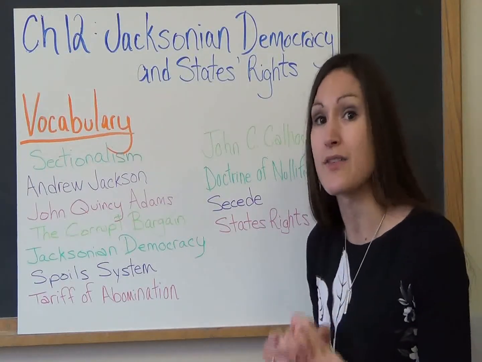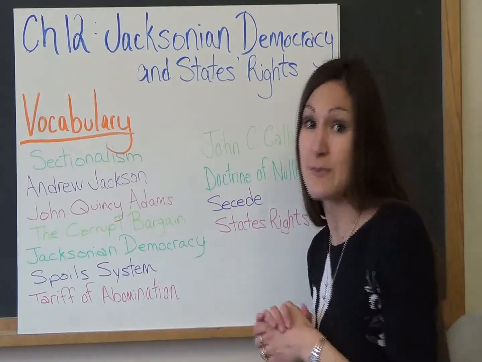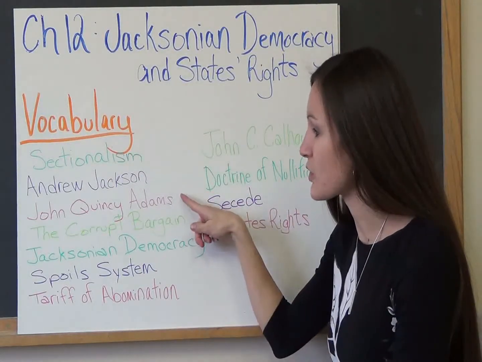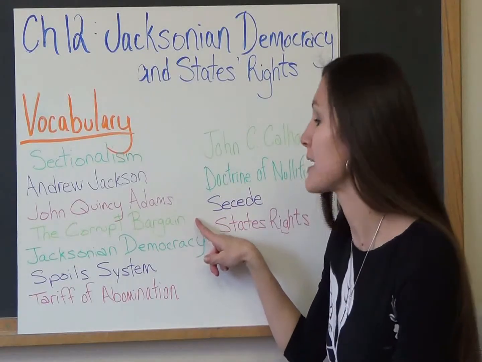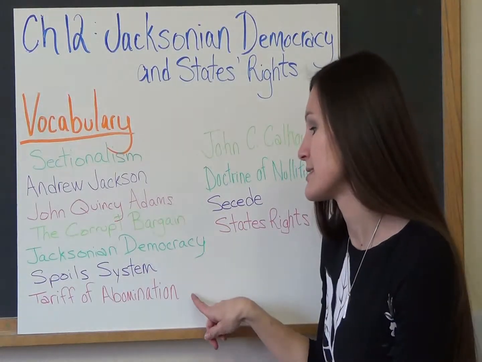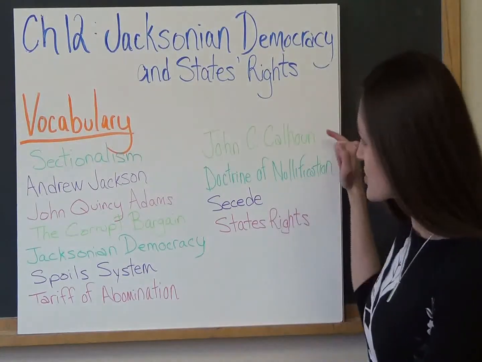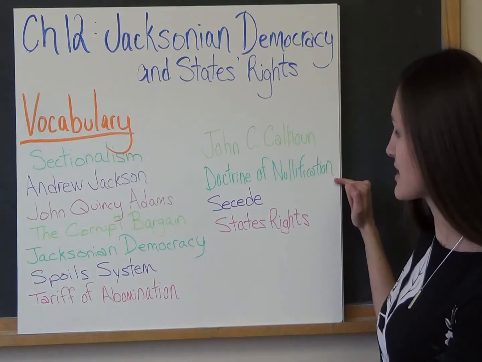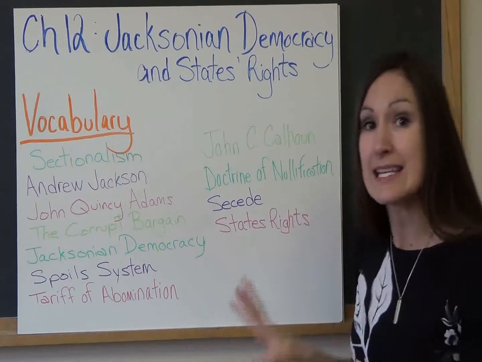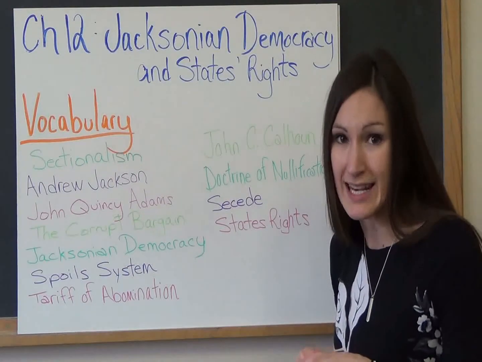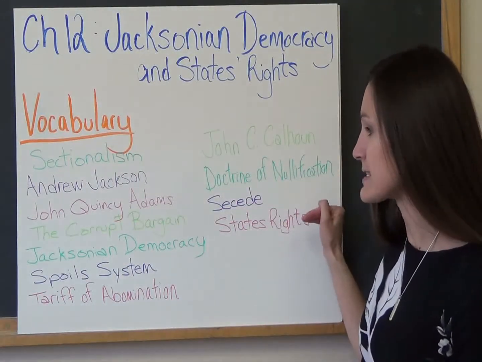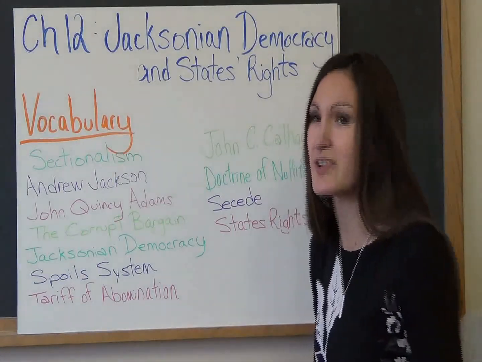the section. But the vocab words that you are going to be responsible for are sectionalism, Andrew Jackson, John Quincy Adams, the corrupt bargain, Jacksonian democracy, spoils system, tariff of abomination, John C. Calhoun, doctrine of nullification, secede, and states' rights. Now I did include some terms that are not in the beginning of the section in the highlighted vocab, so make sure that you copy all of these down and get the definitions for them.